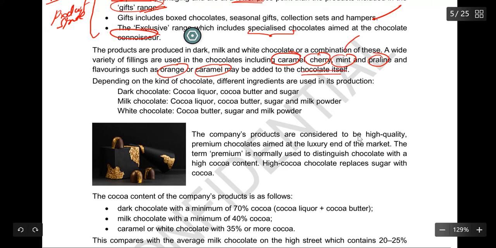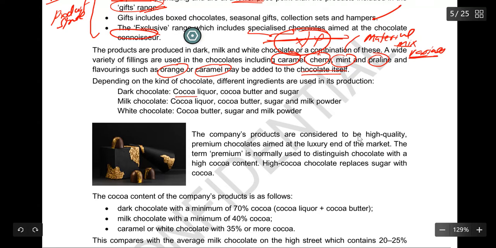So students, if there is a variance analysis on material mix variance, please explain using the materials mentioned in the case study. Don't mention material X, material Y, what you studied in the OTQ subject. That is for the MCQ examination, and this is a case study examination where you need to explain it in detail. Depending on the kind of chocolate, different ingredients are used in products.